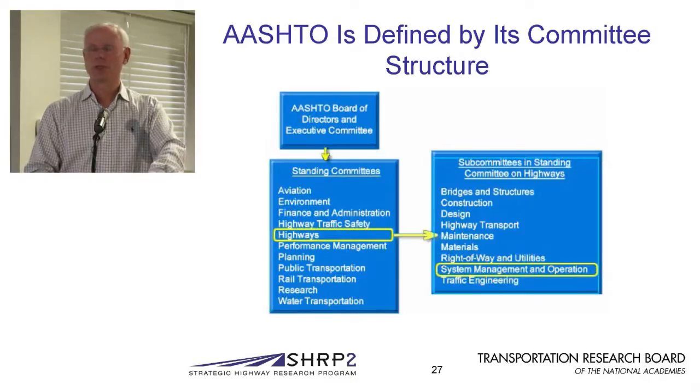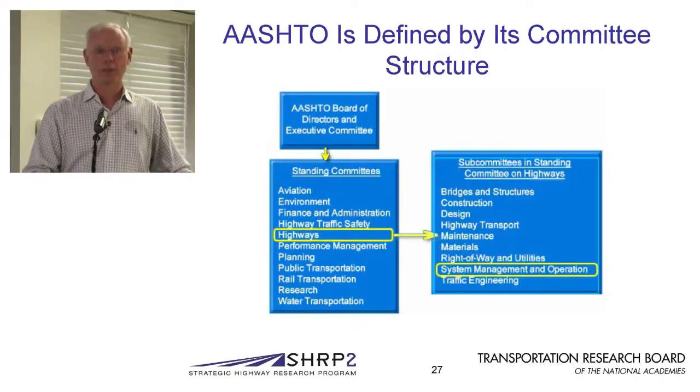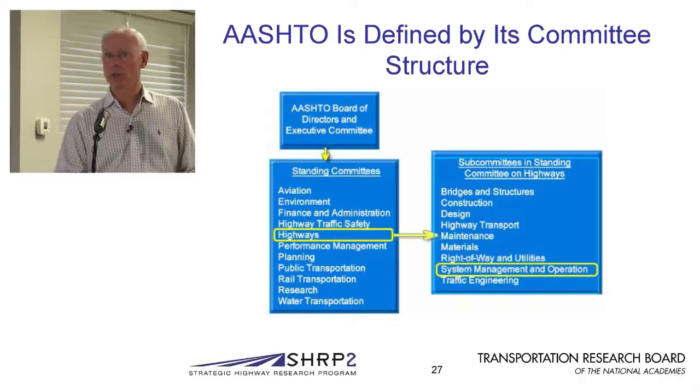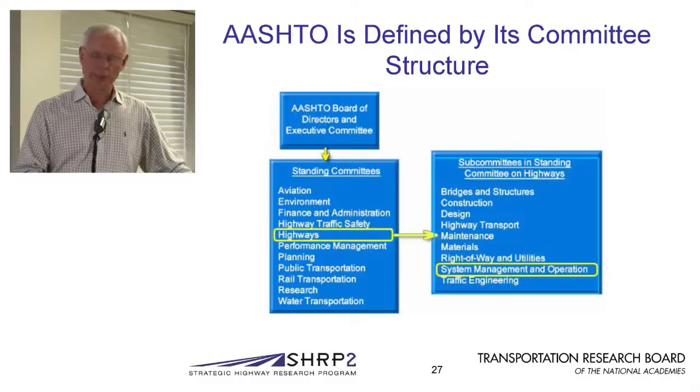The comparison, I think, is that while a lot of what we're doing in design and bridges and so forth is very much in its adulthood, what we're doing in system management and operation is probably in its teenage years at this point. So a lot of good stuff happening, a long way to go to bring it up to the same level as what AASHTO has traditionally done.